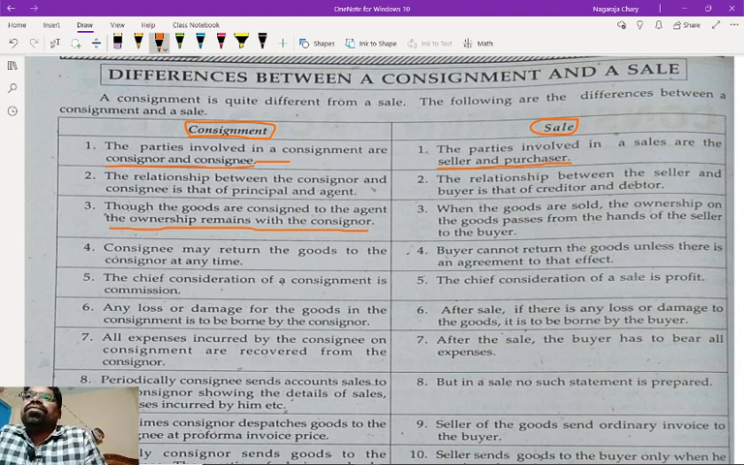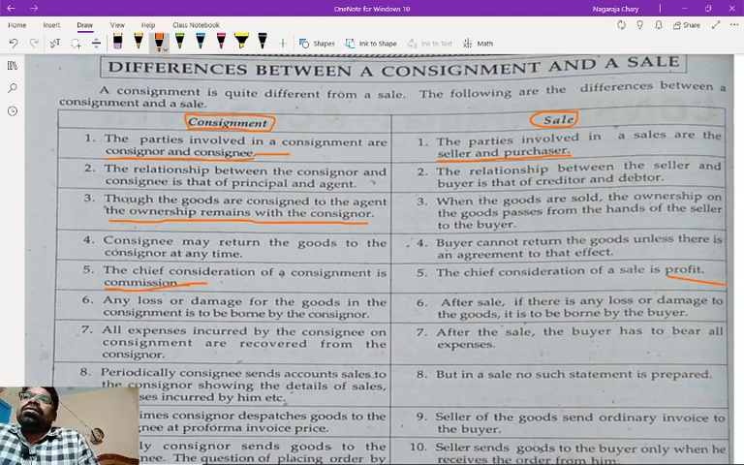Okay. Next, the chief consideration of the consignment is commission. So here the consideration under the consignment process is commission. Commission is the chief consideration. Under sales, profit is the chief consideration. Without taking profit, there is no sale. Without taking commission, there is no consignment. So under consignment we have commission, under sale we have profit, right?